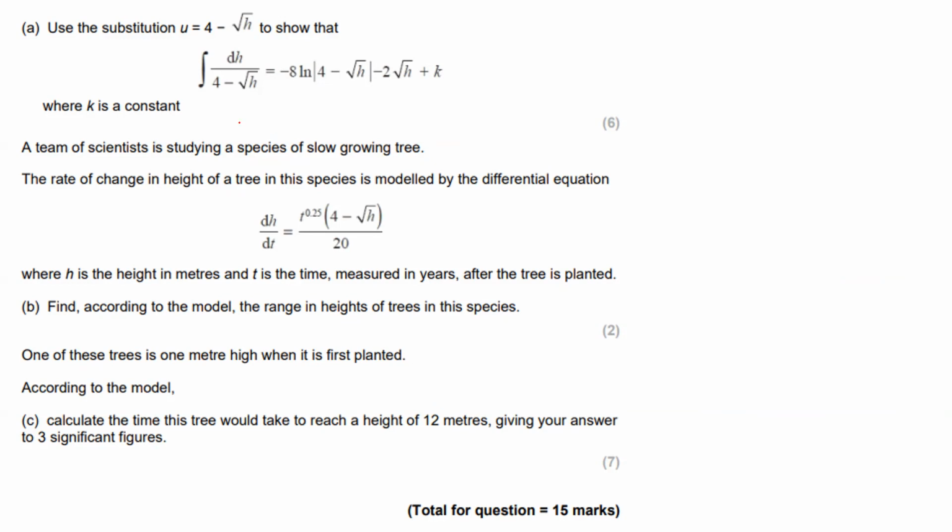So this is another substitution one, but then we're going to go on to do some differential equations. It tells us this time, which is what it normally tells you to do more often, use 4 minus root h, which we can see as that denominator, to show that it's going to come out to look something like this. So let's write our u is equal to 4 minus h to the half.